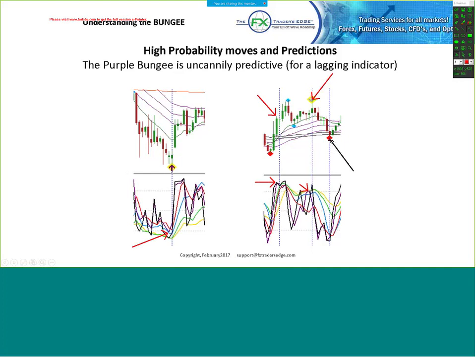And then again, for this low, the candle before, the purple bungee turned up. Price made a new low and we got this red semaphore, but while that last red candle was making a new low, the purple bungee was going up. Yeah? Uncannily predictive.